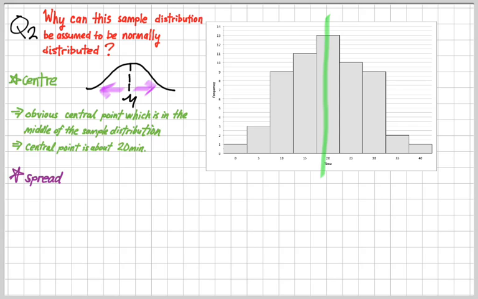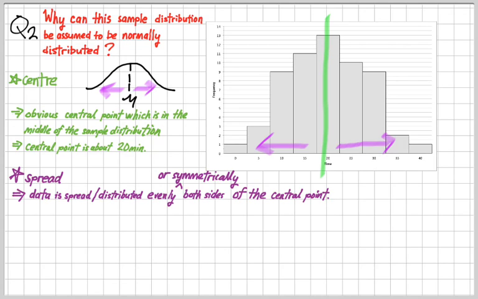Next thing we need to look at is spread. So notice on our sketch there, that sketch there I've done of the standard normal distribution, the spread is going to be even, both sides, or it should be pretty similar. So I hope you agree with me when I say that the spread is similar both sides of the green line, or both sides of the central point there. So that's what I'm going to write down there. The data is spread or distributed evenly. You can think of it as symmetrically, both sides of the central point.